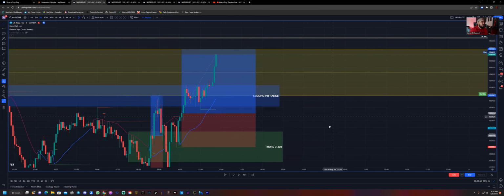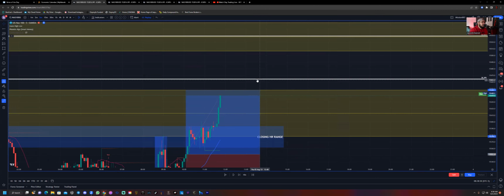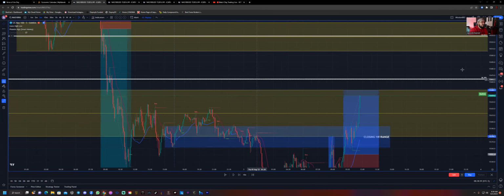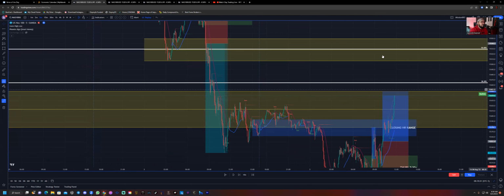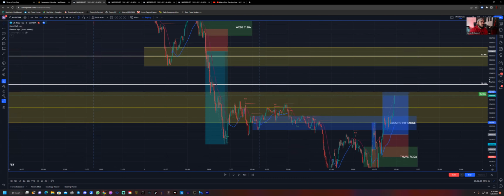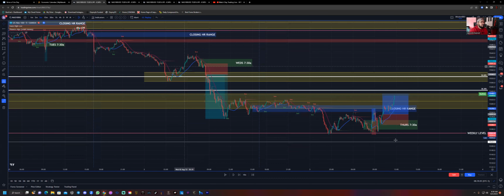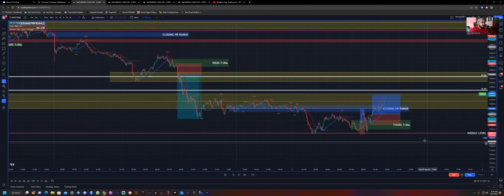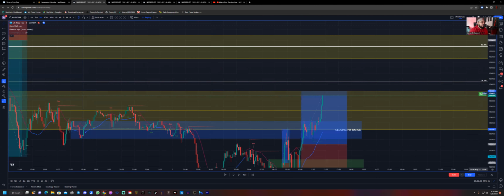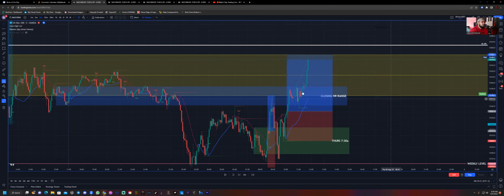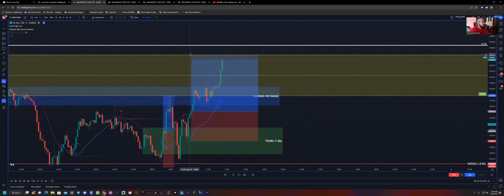What are we targeting? Well, remember we had this 38% line here and this 50% line of this entire push down. I would want to see it touch that 50% line, see if we can close above it. If it does, then we can go higher. If it comes up and touches and rejects, then watch for it to go lower. Okay. All right. So let's just see what happens. This is a pullback play, right, to the 38% level. We'll see if we can get all the way there.